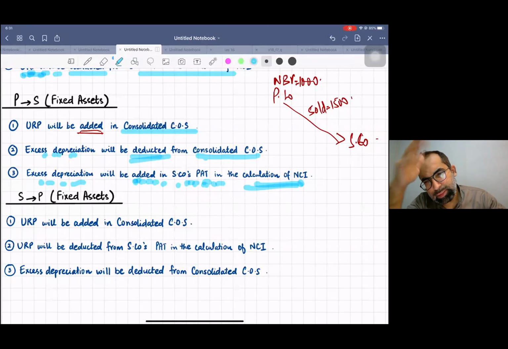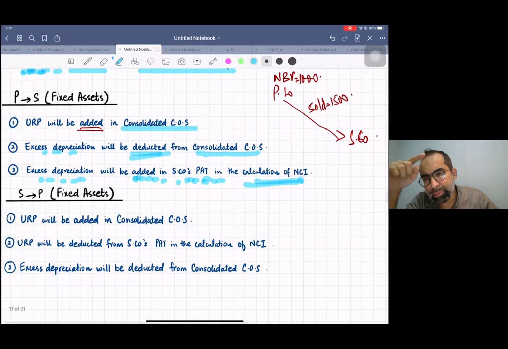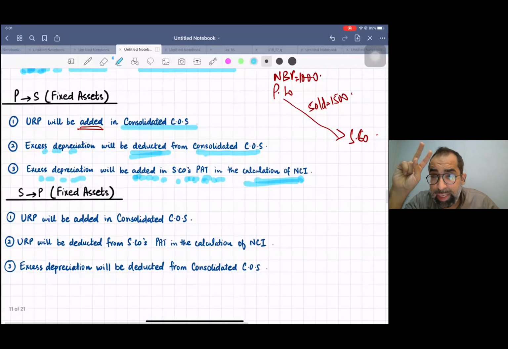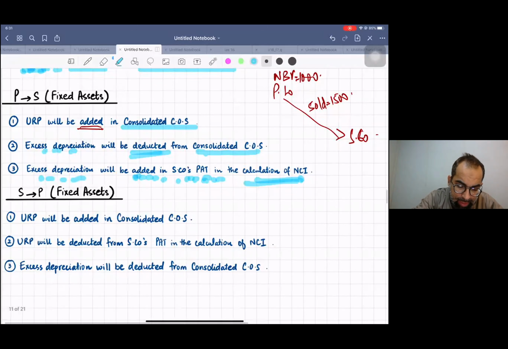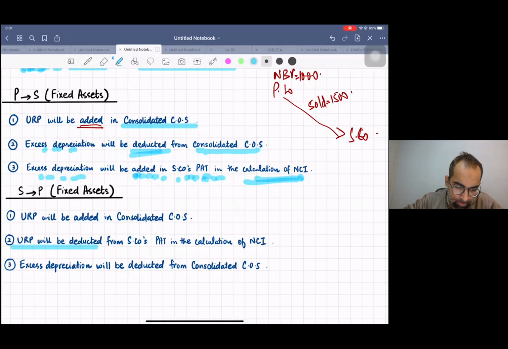For S to P, reverse the thing and think over it. Simple. It's not difficult at all. In S to P, obviously URP is booked by S company, so URP will be adjusted in consolidated cost of sales as well as in NCI. Have a look, please.